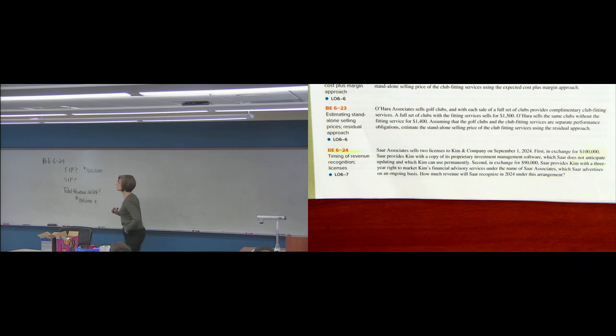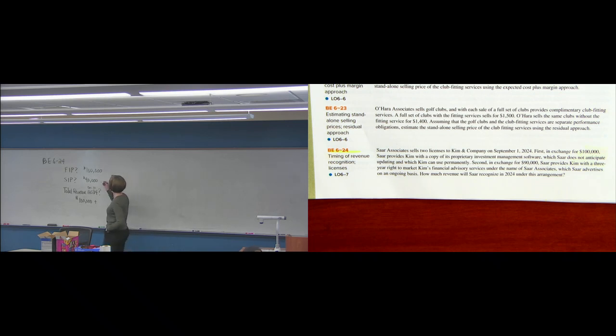Okay, so obviously then the symbolic IP would be the other one that was for a total of $90,000, correct? Okay, and how do we recognize that? Over a period of time, right? So it says how much revenue will SAR recognize in 2024. So the assumption is we're talking about December 31st of 2024, right? And when did this thing happen? What date?